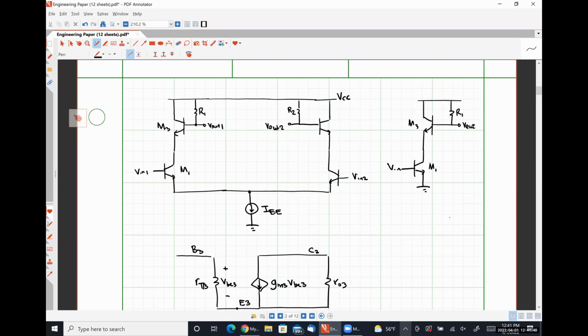And the base is our output node. We're going to get to M1 in a minute. But the base of transistor M3 is our output node. Yes. If we're using the short circuit transconductance method, we short circuit the output node.